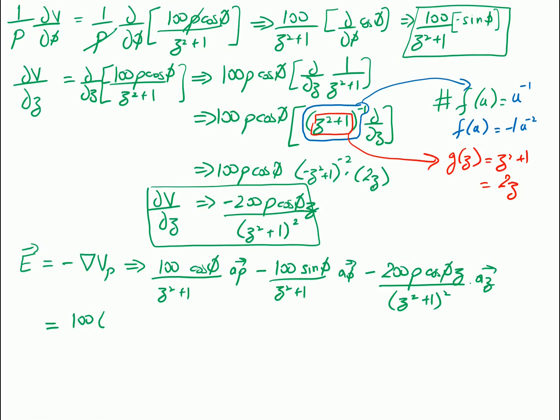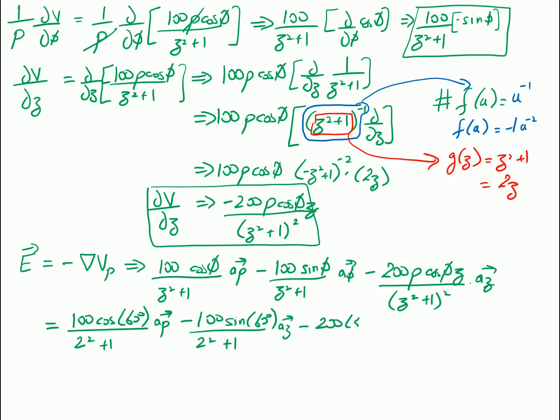So it is 100 and cos of phi, so you just add the value, so this is cos of 60 degrees divided by 2 square plus 1 along a of rho, then you have minus 100 sine of phi, having a value of 60, divided by 2 square plus 1 along a of phi, and then you have minus 200, rho is 3, cos of 60 degrees, z is 2, divided by (2 square plus 1) whole square along a of z.